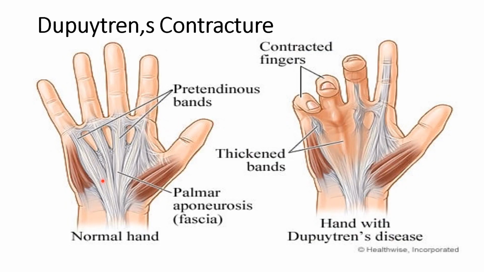Dupuytren contracture is a disease of the palmar fascia that results in progressive shortening, thickening, and fibrosis of the palmar fascia and aponeurosis. Okay. The fibrous degeneration of the longitudinal bands of the palmar aponeurosis on the medial side of the hand pulls the fourth and fifth fingers into partial flexion at the metacarpophalangeal and proximal interphalangeal joints.